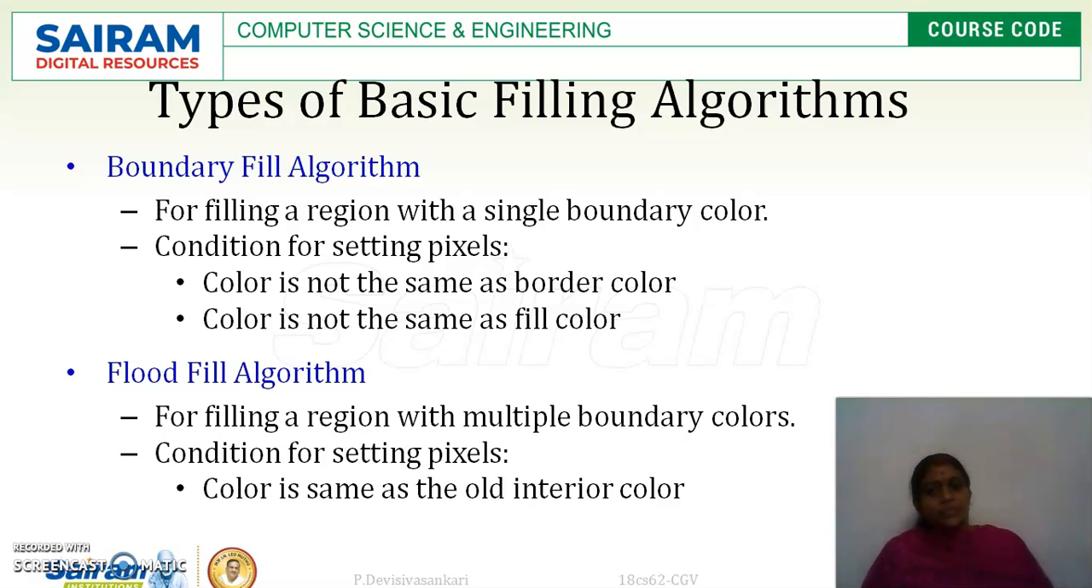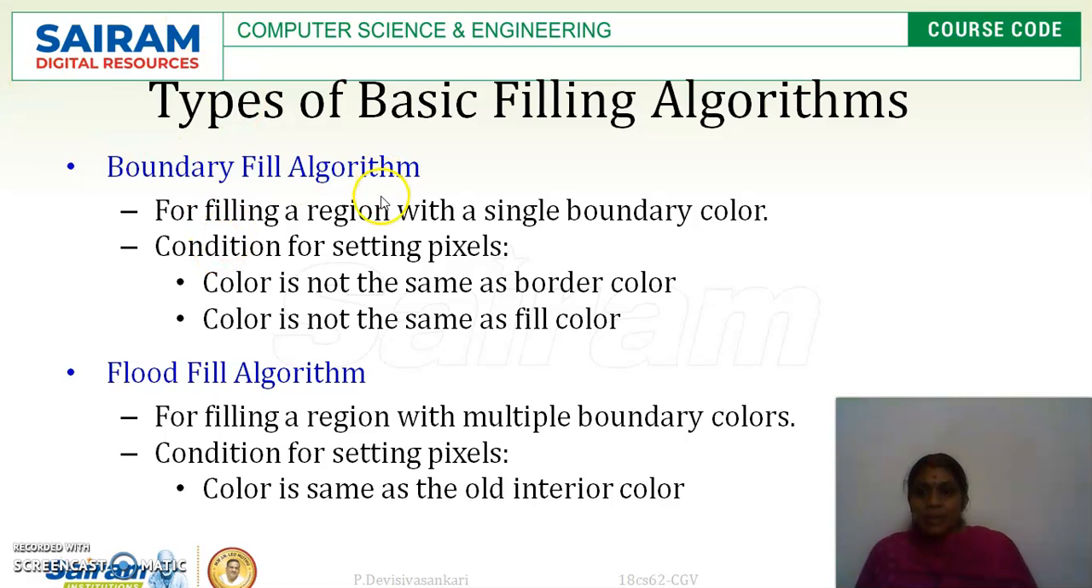The very first one is the boundary fill algorithm, and the second type is the flood fill algorithm, right? By the name itself, boundary fill implies it is used to set only the boundary. Suppose a polygon is there, it is used to color only the boundary, and the flood fill algorithm is used to color the entire area of the polygon. So these are the two different algorithms used.